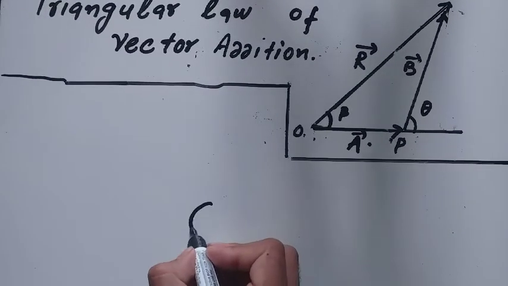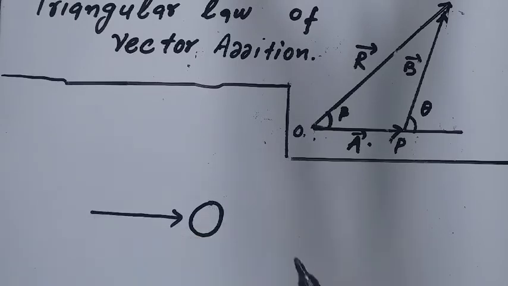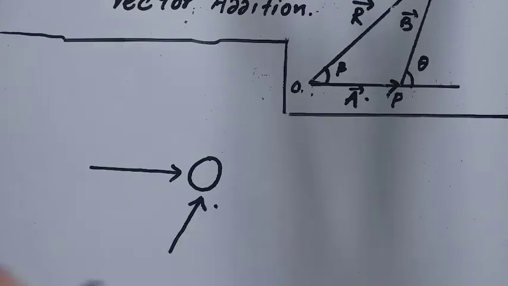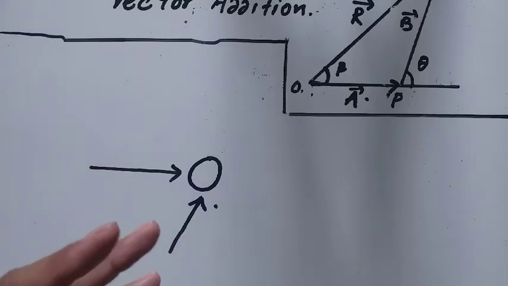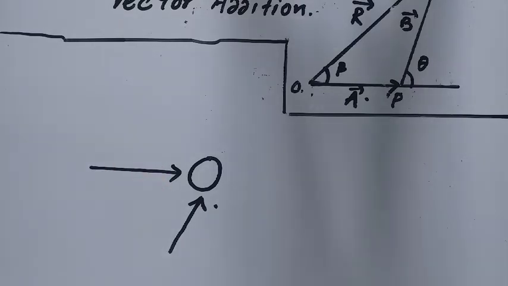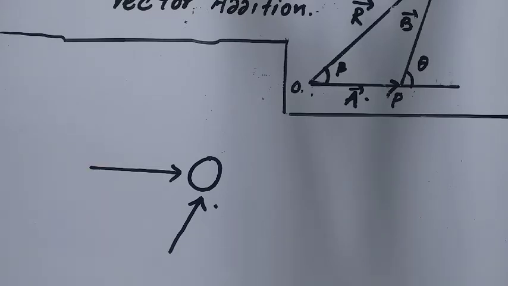Suppose we have a particle and we apply some force in this direction and another force in this direction at the same time. When we apply these two forces on a body at the same time, this body will change its magnitude as well as direction. But the question is, what will be its next direction? What direction will it follow? In which direction will it go? And what will be the next magnitude of this ball? For that we use this triangular law of vector addition.